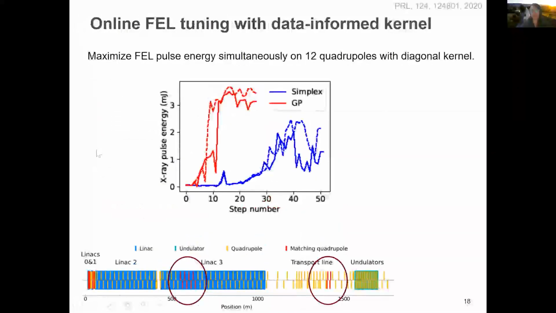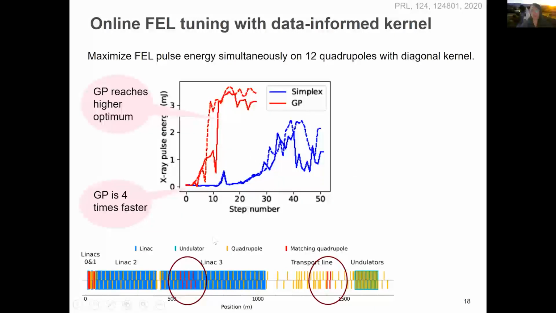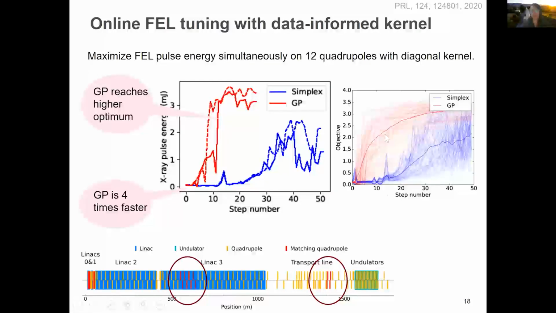So with this in mind, we maximize the pulse energy, as you can see here, with the GP much faster than using simplex. And the GP reaches a higher optimum than simplex. The 12 quadrupoles that were used are those here in red. And we also verified it in simulation.